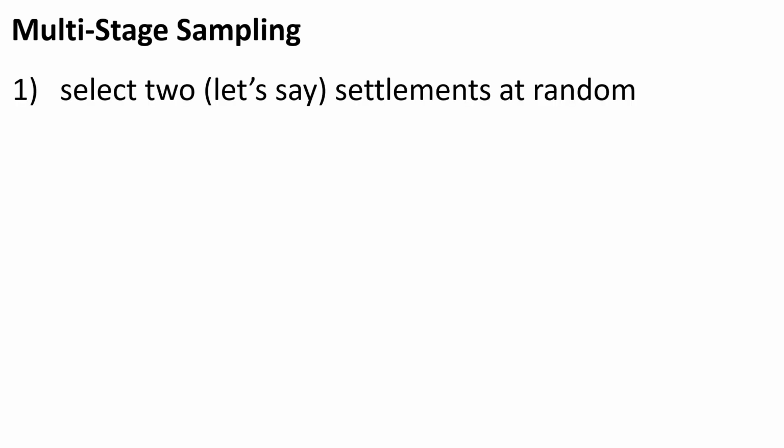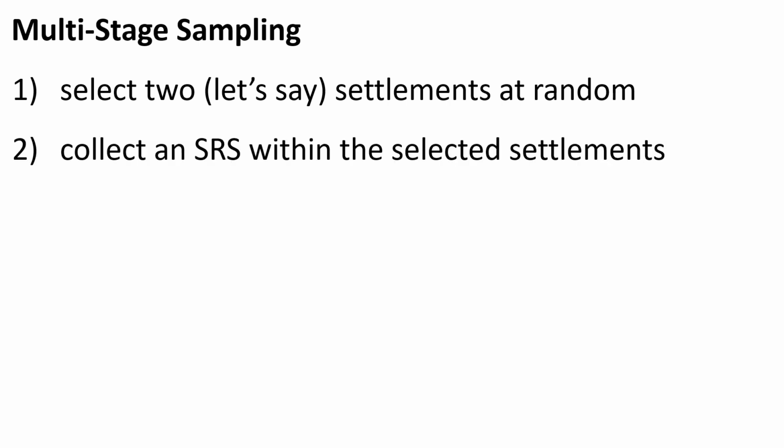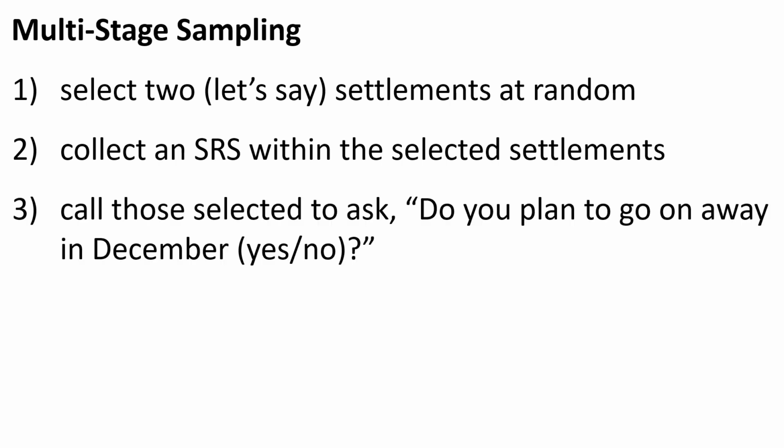Multi-stage sampling is quite similar. We could, again, pick, say, 2 of the settlements at random, and instead of taking a census, we could just take a simple random sample within each of those settlements. So that's quite straightforward.